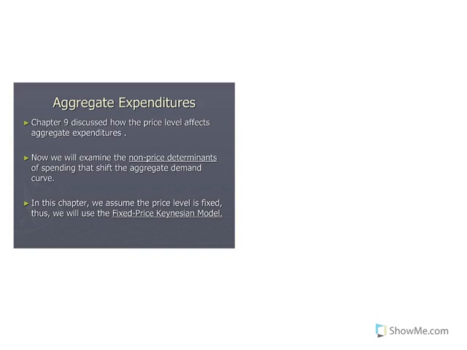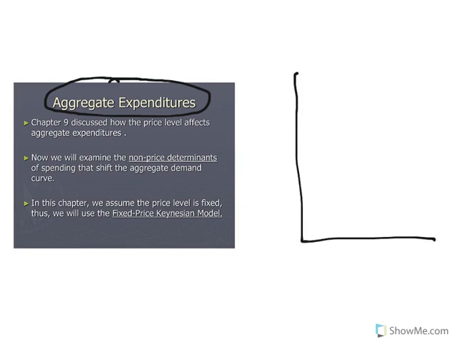In this chapter, we're going to be looking exclusively at aggregate expenditures in the economy. You'll recall in the last chapter, we were introduced to the concept of aggregate expenditures using an aggregate demand and aggregate supply model. Remember that we had a graph with price level on this axis, real GDP on this axis, and a downward sloping aggregate demand curve. And we basically said that the amount of aggregate expenditures that were going to take place in the economy was dependent upon what the price level was.